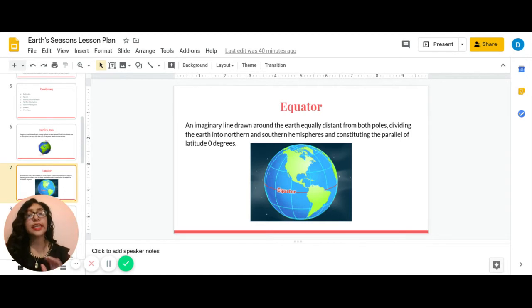The equator is an imaginary line drawn around the Earth, equally distant from both poles. It is dividing the Earth into northern and southern hemispheres and constituting the parallel of latitude of 0 degrees. And here it is. This is the equator.